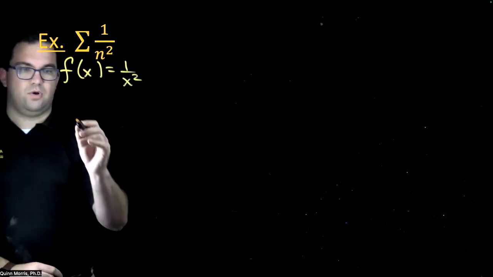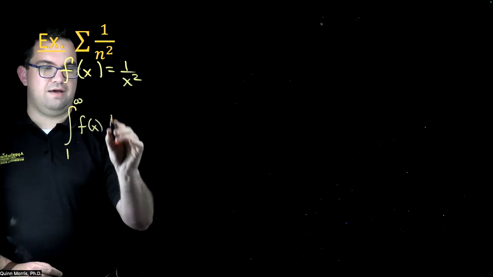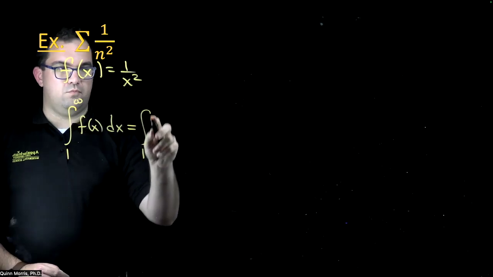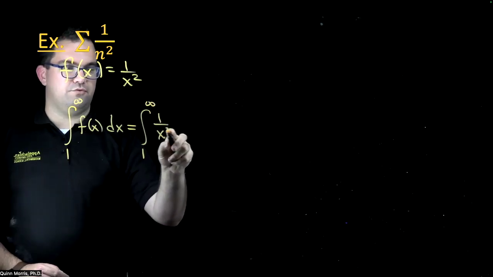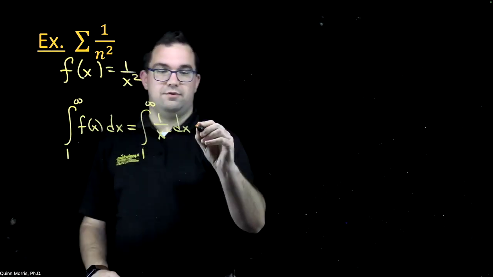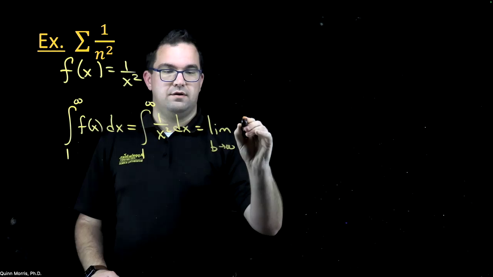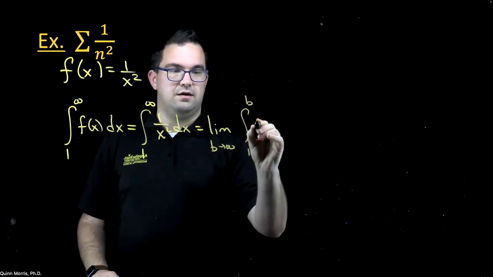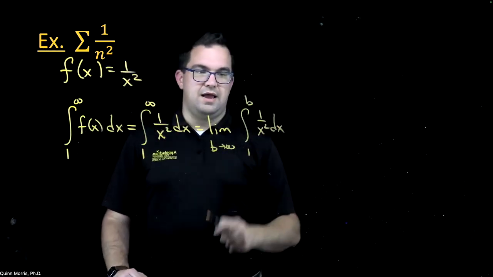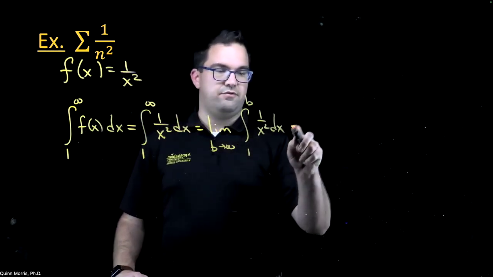So what the integral test says is we'll look at then the integral from 1 to infinity of f of x dx. So in this case, this is the integral from 1 to infinity of 1 over x squared dx. Okay. Well, now this is just an improper integral. I know how to deal with this. This is the limit as b goes to infinity of the integral from 1 to b of 1 over x squared dx. Okay. The antiderivative of 1 over x squared is negative.